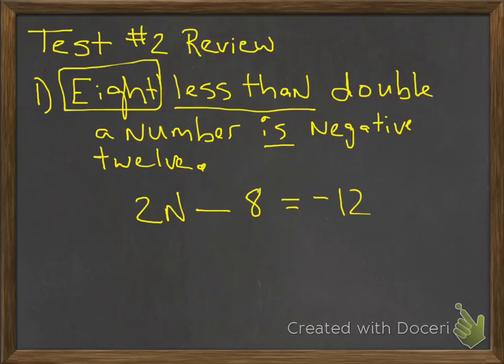So 8 less than double a number. Less than means minus. Whatever is in front of the words less than goes after the minus. Notice this and this. And double means multiply by 2. Is negative 12. There you go. That's all it is. 8 less than double a number: 8 minus, and double a number means 2 times n, equals negative 12.